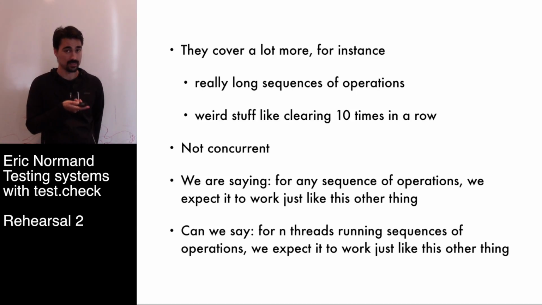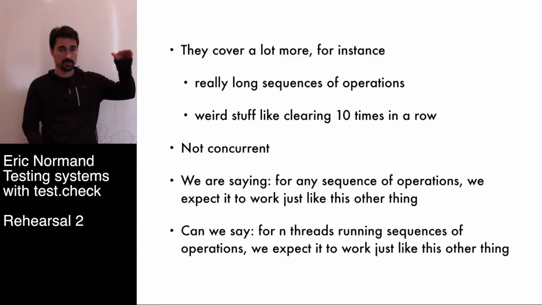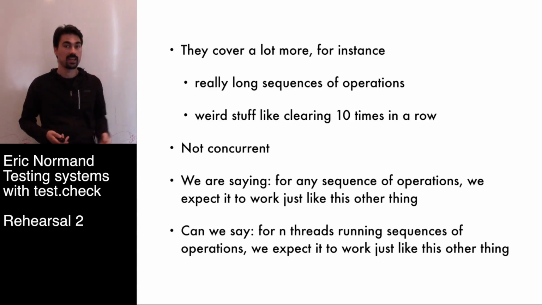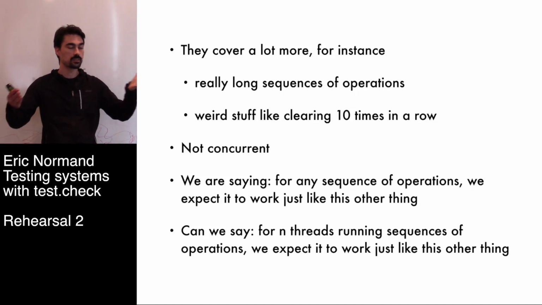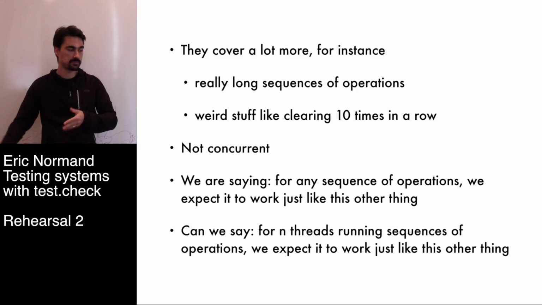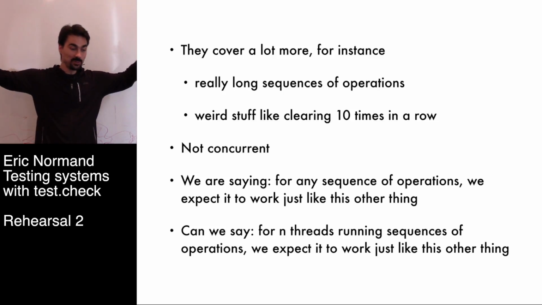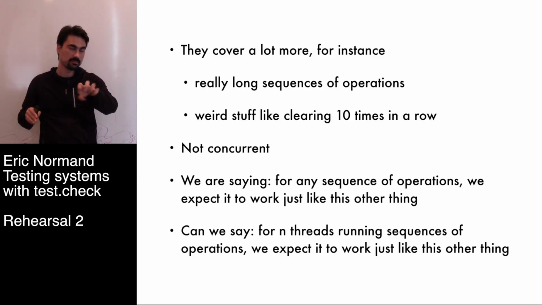The thing about it is it's not concurrent. We're running the sequence of operations in sequence. We're not having threads doing stuff concurrently, and so we do want that. So let's take a look at the English sentence of what we're doing. For any sequence of operations, we expect it to work like this other thing, like a hash map. Well, what we want to say is for n threads running their own sequences of operations, we expect it to work like a hash map.